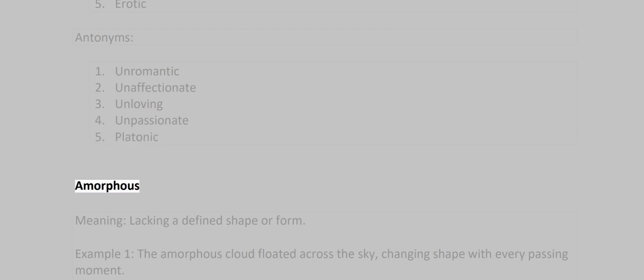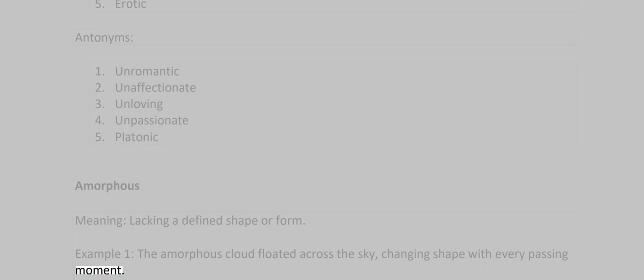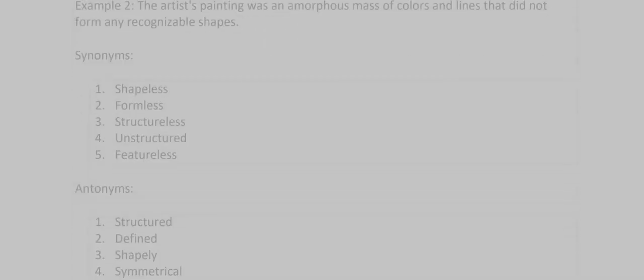Amorphous. Meaning, lacking a defined shape or form. Example 1. The amorphous cloud floated across the sky, changing shape with every passing moment. Example 2. The artist's painting was an amorphous mass of colors and lines that did not form any recognizable shapes.